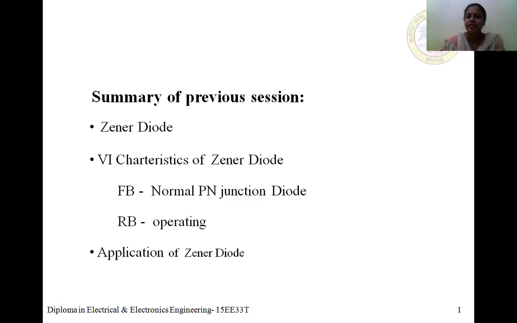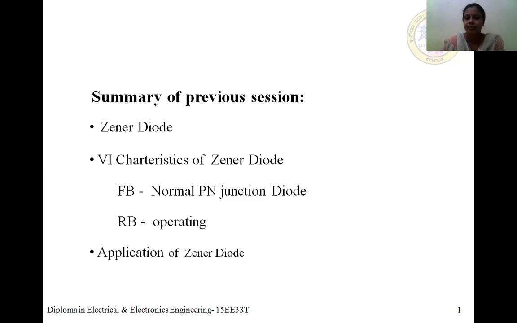So, VI characteristics of Zener diode. In this VI characteristics, we have forward biased characteristics and reverse biased characteristics. In the forward biased characteristics, it is like a normal PN junction diode. In the reverse biased characteristics, the diode operates without destroying or without any breakdown. This Zener diode operates in the reverse biased condition.